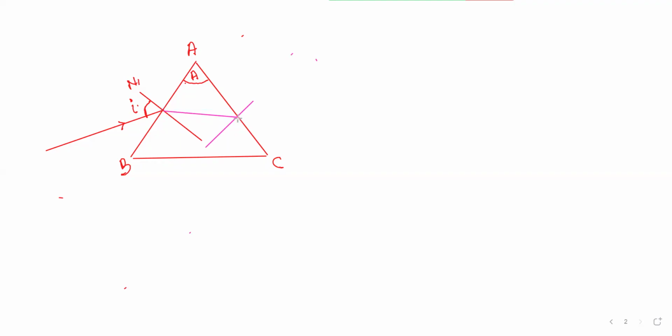So when the ray is coming out of the prism, it will bend away from the normal. This is the emergent. This is the refracted. This is the second normal. The two normals intersect to form this triangle within the prism.